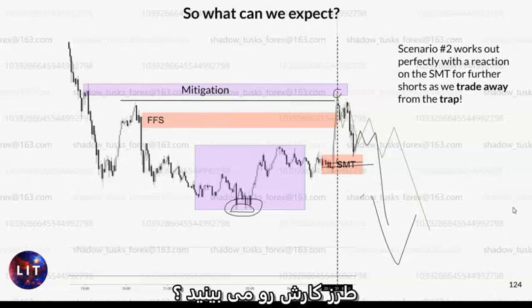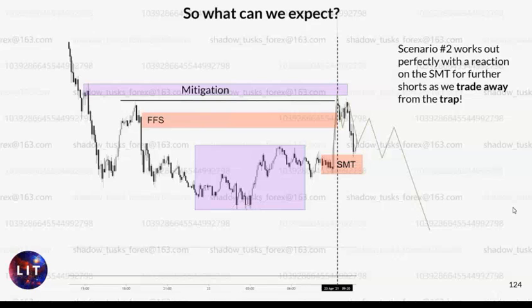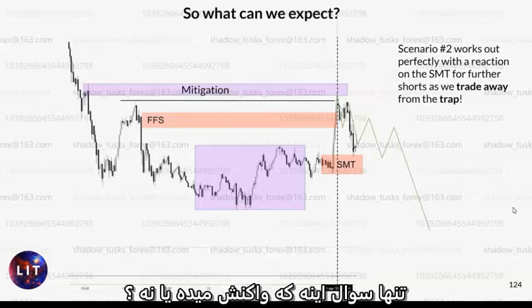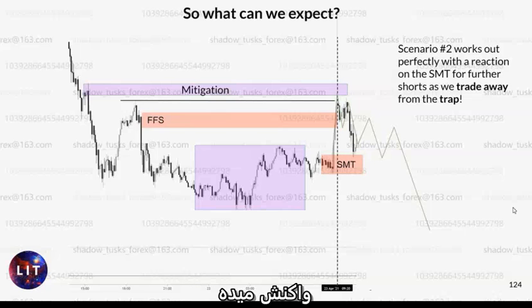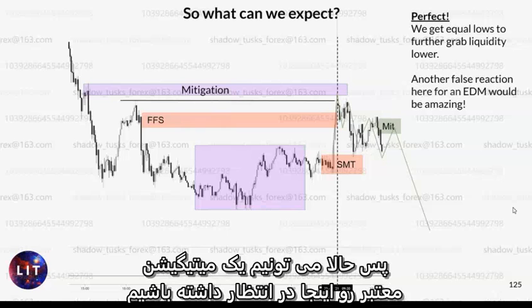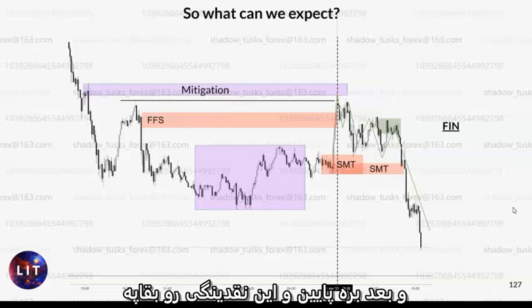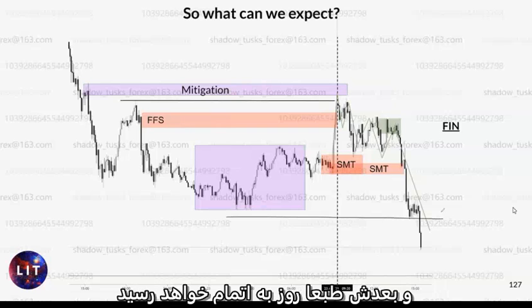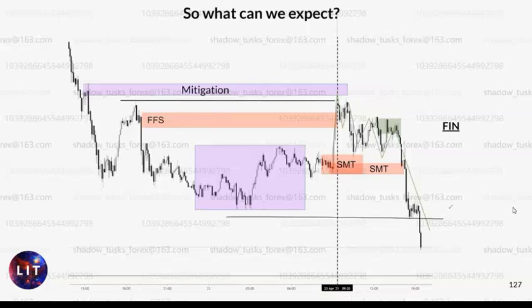See how that works, right? It's always the same, guys. Again, this becomes a smart money trap for sure. The only question is, does it give a reaction or not? It did give a reaction, right? So now, of course, we can expect a valid mitigation here and then to go lower and grab this liquidity. And then, of course, the day will run to an end.